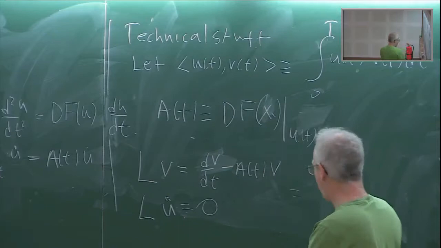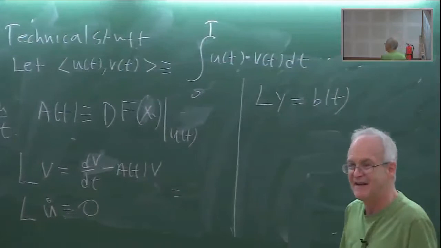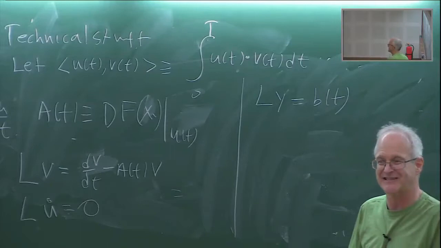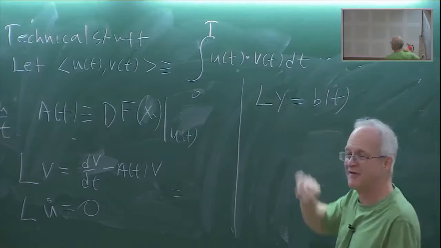However, you can solve L y equals b of t as long as b of t is in the range of this. Now you remember my little discussion yesterday. This will be in the range if it's orthogonal to the null space of the adjoint operator.